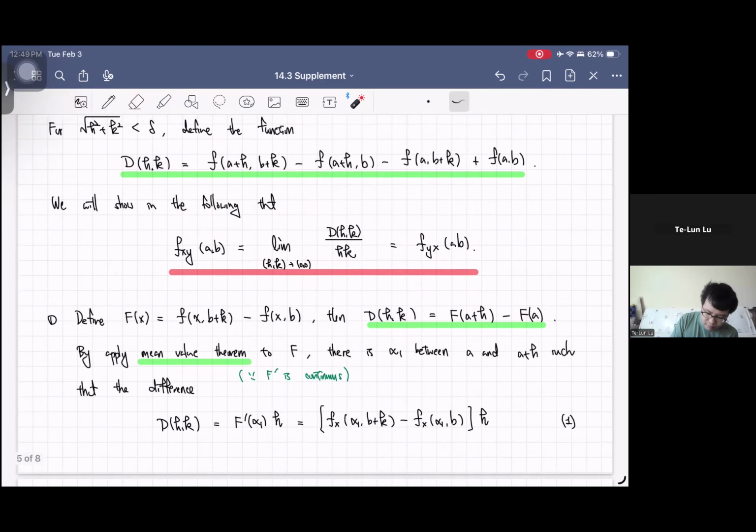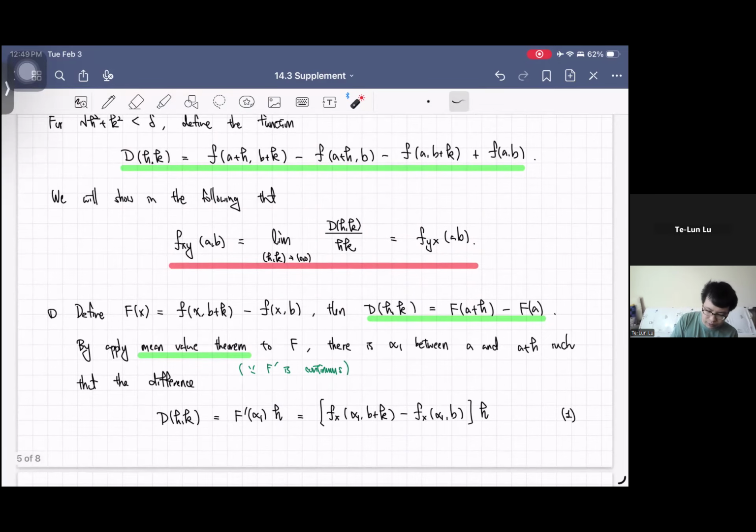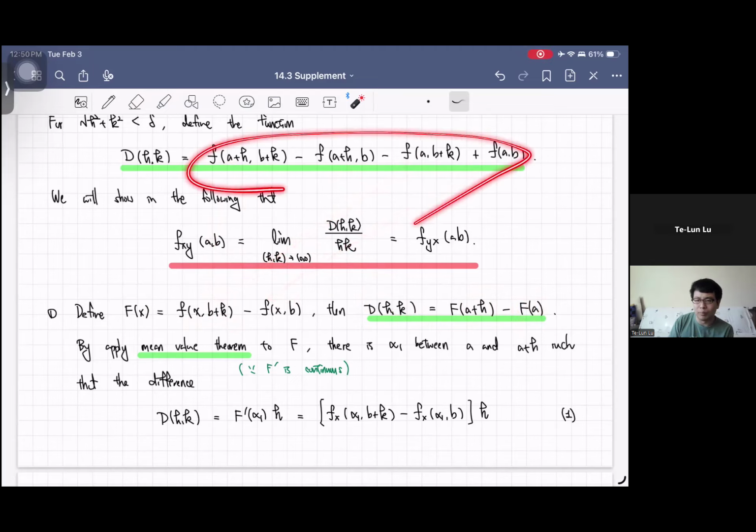Let us first define a small portion of D to be capital F. Capital F is defined to be f of x, b plus k, minus f of x, b. So you can check the definition that actually D(h,k) is given by a difference of capital F. If you plug in a plus h, you get a plus h and b plus k, which is the first term, and a plus h, b gives this term. And if you plug in a, you get this term and this term. So we have reduced the four-term problem into a two-term problem.